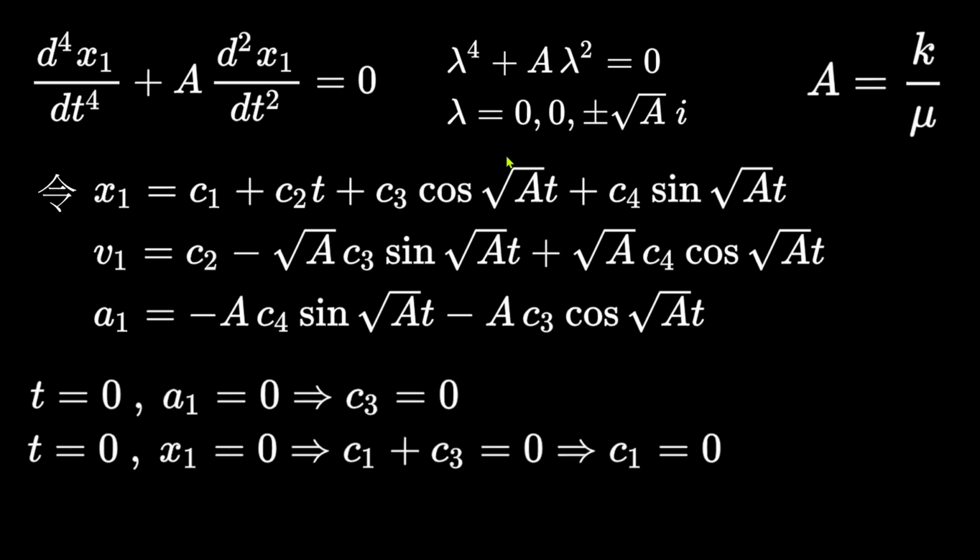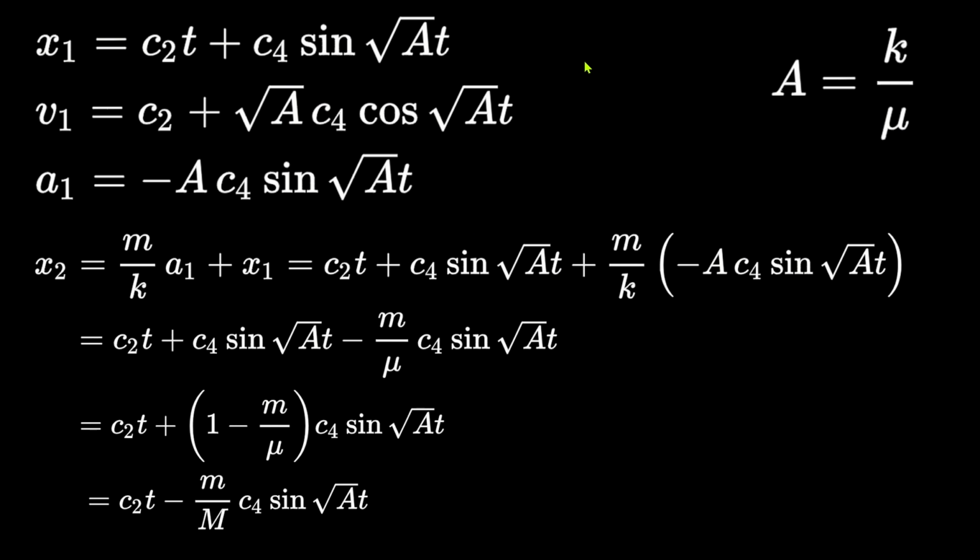Actually, the double root of 0 refers to c1 plus c2 t, and the positive and negative square root of a times i refers to sine and cosine terms. Differentiating x1 will get v1, then a1. And we can solve the whole differential equation by boundary conditions. As we can see here, c1 and c3 are cancelled out. Again, make it nice and clean.